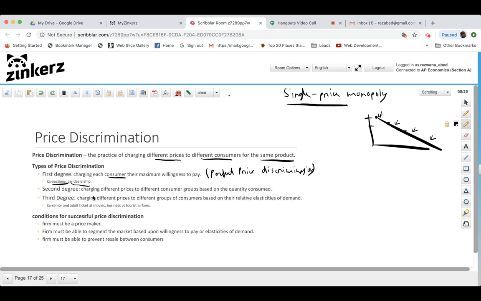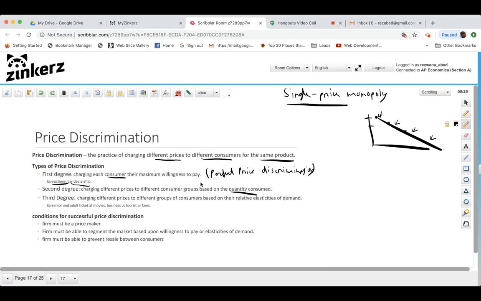Maybe if somebody is willing to buy a larger quantity, you are going to charge them a lower price, as opposed to if somebody wants to buy a lower quantity, they're going to have to face a higher price. So, I guess, an example of that: maybe if you buy more boxes of cereal, you get a different price as opposed to buying a single box of cereal. So that's an example of price discrimination based on the quantity you're consuming.